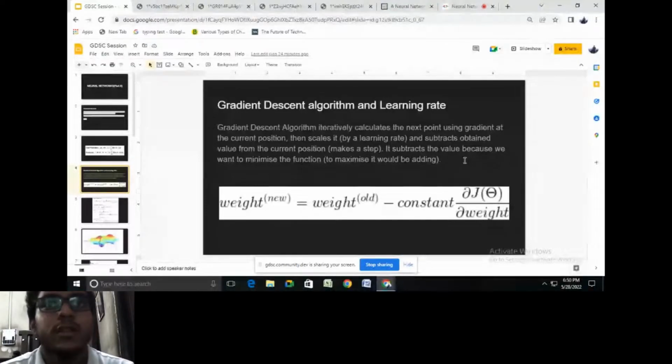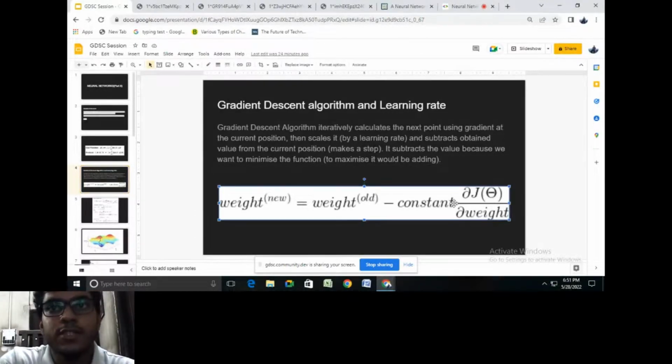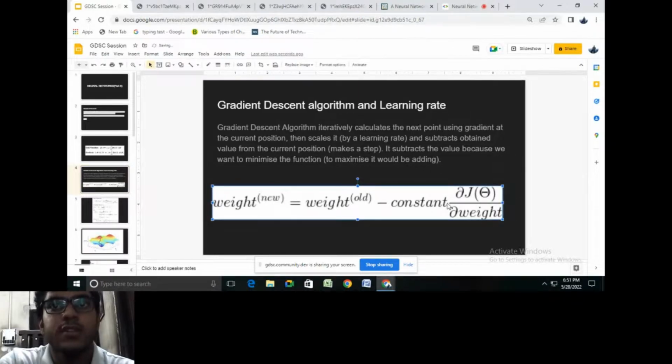In this algorithm, we iteratively calculate the next point starting from a given point using the gradient at the current position. Then we scale it by a factor which we show here as the constant. This is called the learning rate. And then we subtract this value obtained from the current position or the current set of weights. This makes one step. And this is how we get the next set of weights.